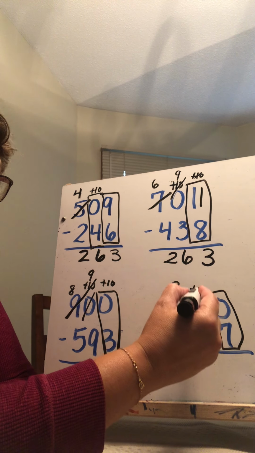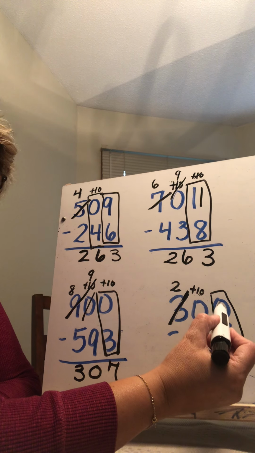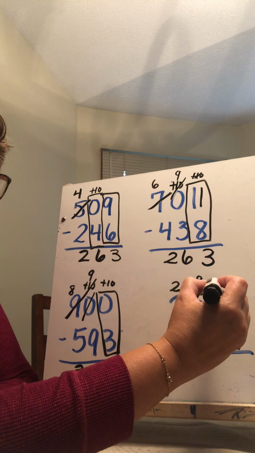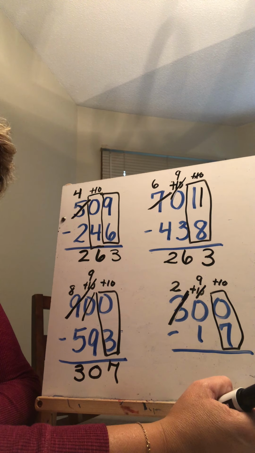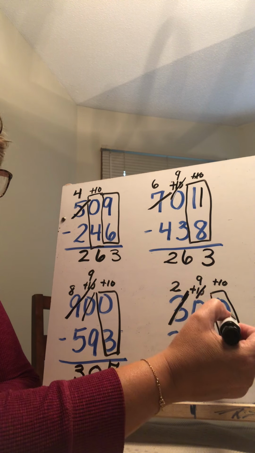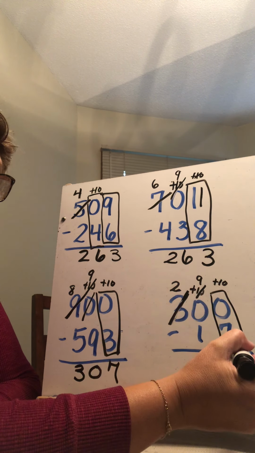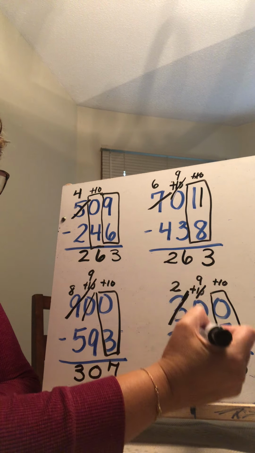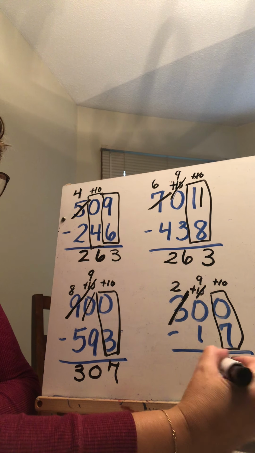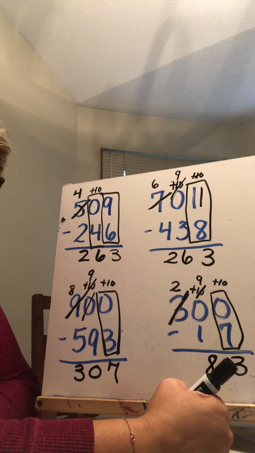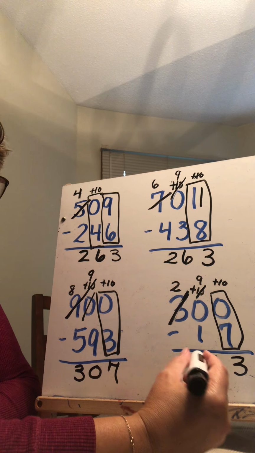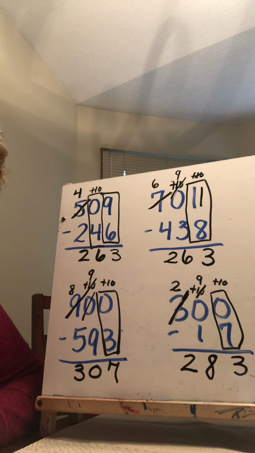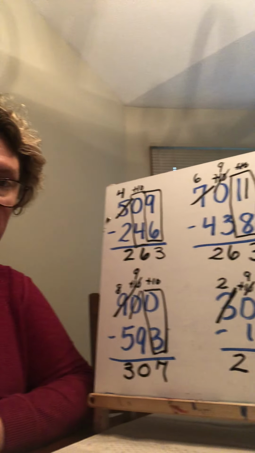But remember, it's not going to stay at 10 because I still need to be able to give something to my ones. So my 10 is going to become a 9, and then I can give that group of 10s to my ones. 10 plus 0 is 10, so I'm going to subtract 10 minus 7. I'm going to get the number 3. I'm going to subtract 9 minus 1. I'm going to get the number 8. And then I'm going to subtract 2 minus 0 because I didn't have anything in the hundreds place. And 2 minus 0 is 2. So 300 minus 17 is 283.